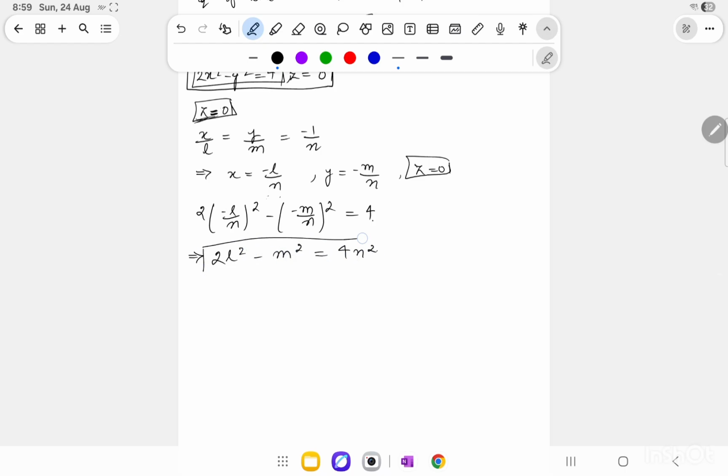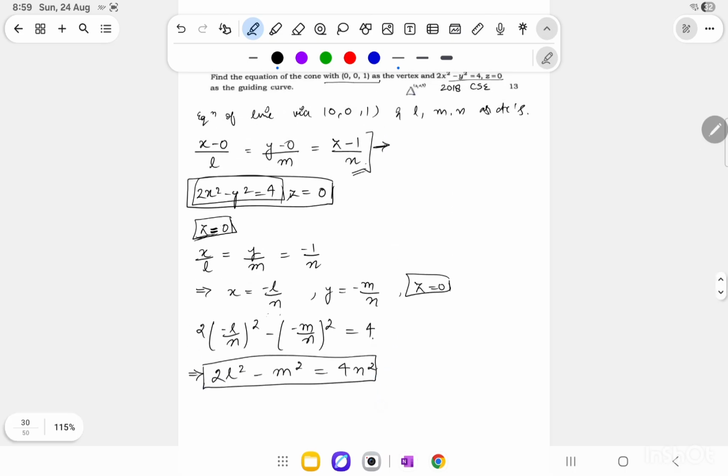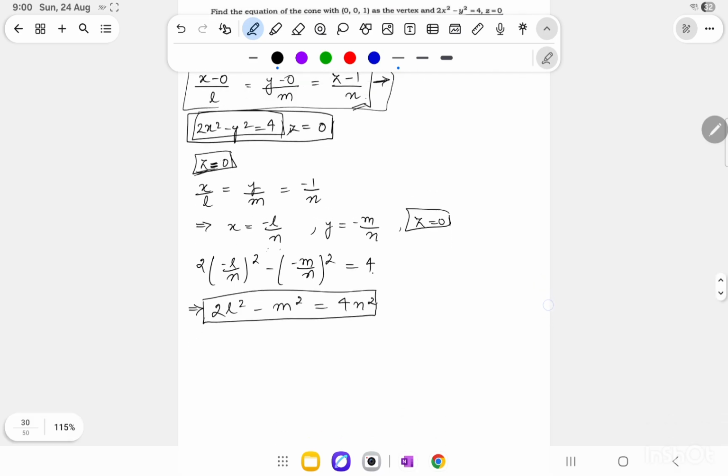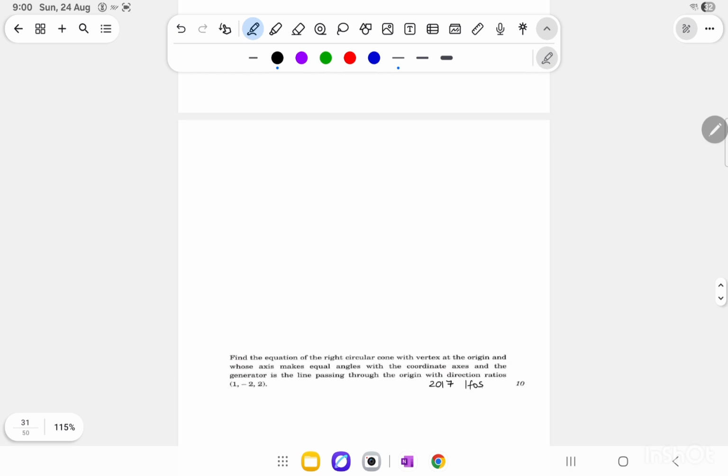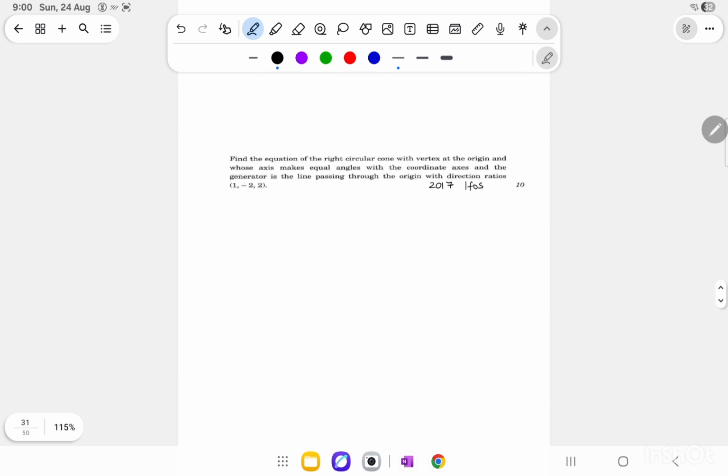Now I just need to eliminate L, M and N to find the equation of the cone. I can eliminate them using the general equation of the line passing via the vertex that we assumed. So L is x, M is y, and N is z minus 1. So we get 2x square minus y square is equal to 4 into z minus 1 whole square. This is the required equation of the cone. Now let's move on to the next question.